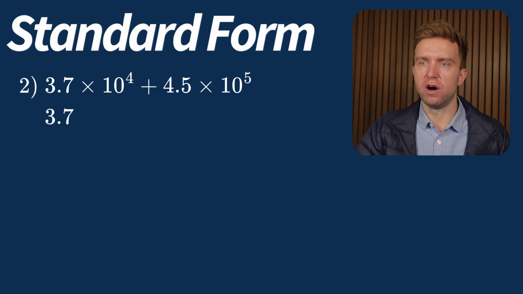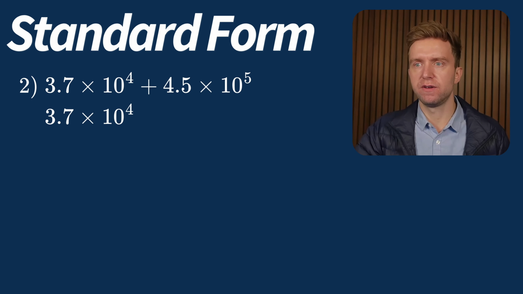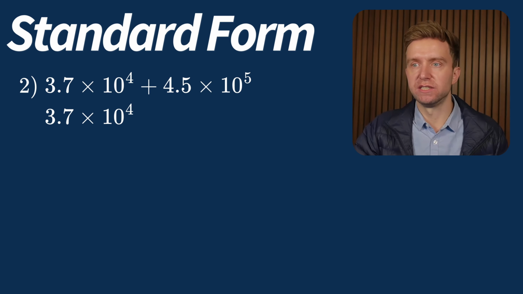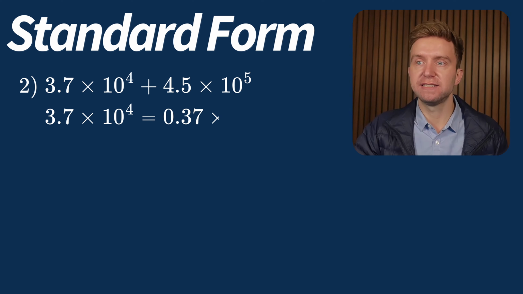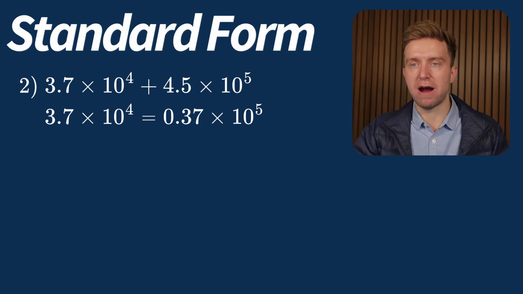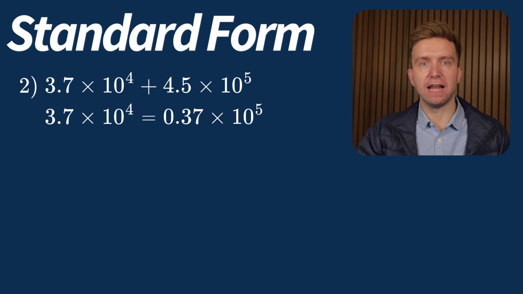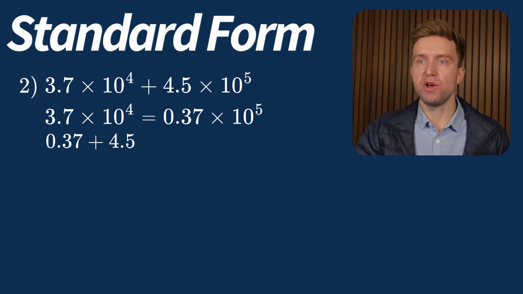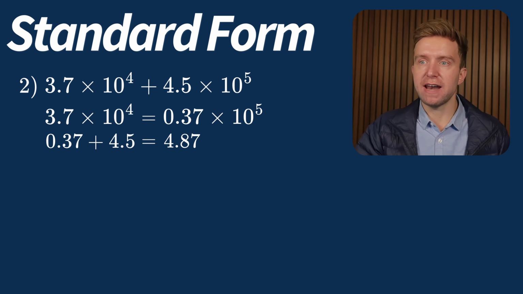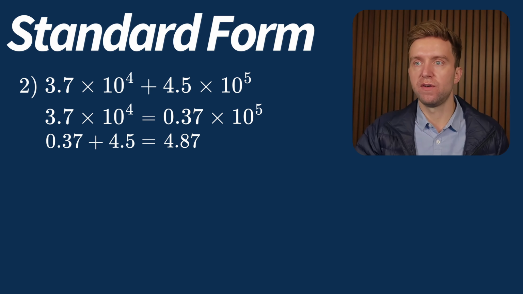We're going to convert our first number to a power of 5. To do this, we need to move the decimal point and increase the power by 1. We can rewrite 3.7 times 10 to the power of 4 as 0.37 times 10 to the power of 5. And now that our powers are the same, we can simply add the front numbers. 0.37 plus 4.5 is 4.87. And adding back in the 10 to the power of 5, we get 4.87 times 10 to the power of 5.